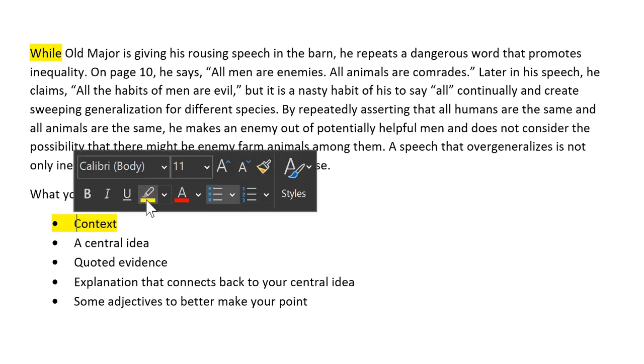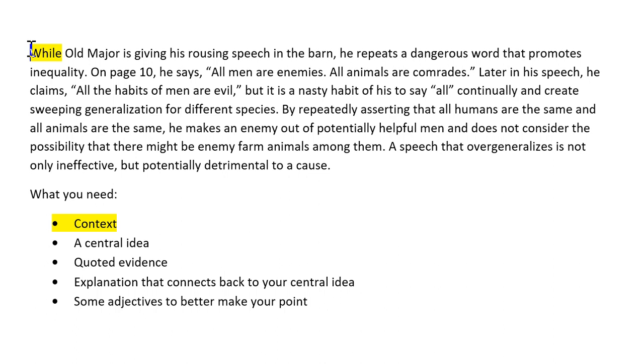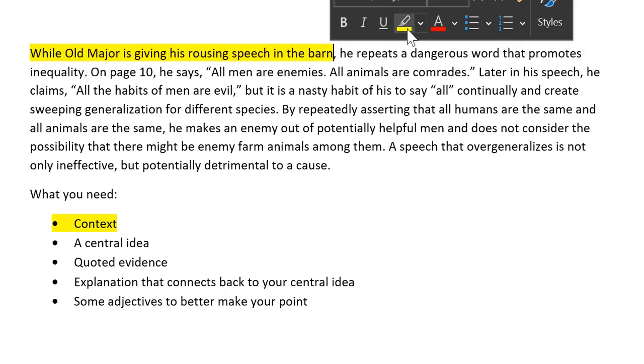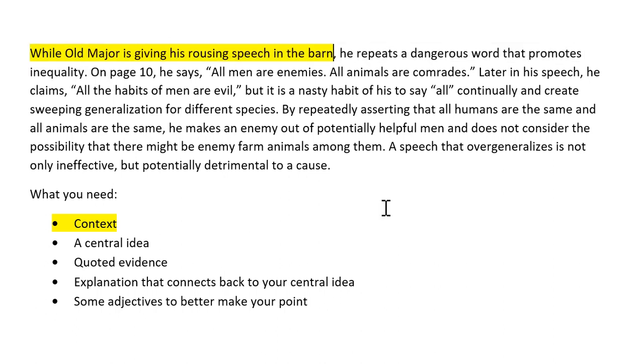So I'm going to highlight my context in yellow. And this bit is all the context that I really give you. What is happening around the time of the quote that I'm about to set you up? We want to know the where and the when, who's talking, just like the most brief summary to get us oriented to what you're about to talk about. So while Old Major is giving his rousing speech in the barn. I know I'm in the barn. I know Old Major is speaking, because he's about to give a speech.